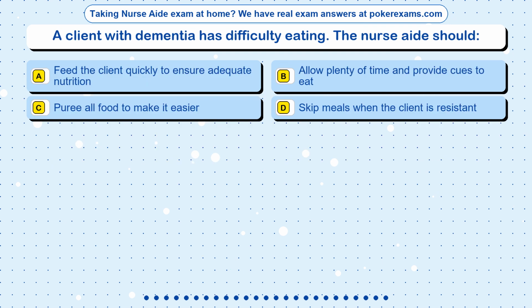Question 13. A client with dementia has difficulty eating. The nurse aide should: Option A. Feed the client quickly to ensure adequate nutrition. Option B. Allow plenty of time and provide cues to eat. Option C. Puree all food to make it easier. Option D. Skip meals when the client is resistant.